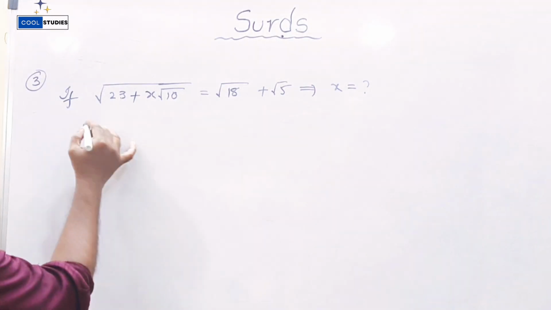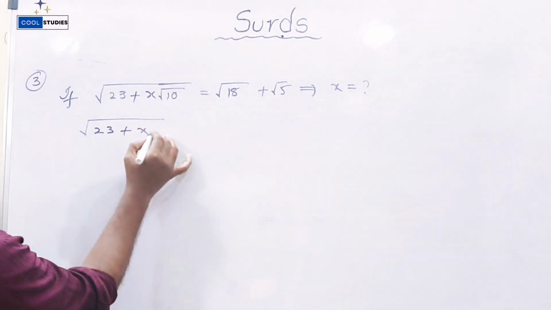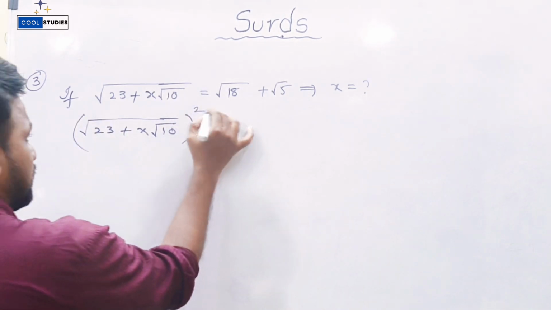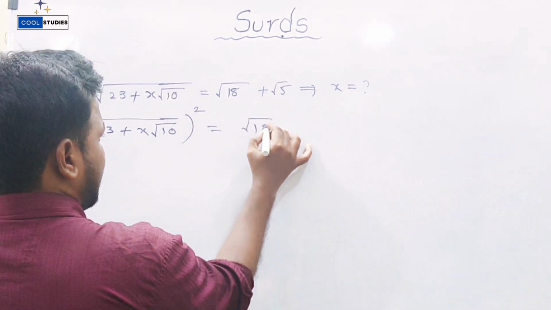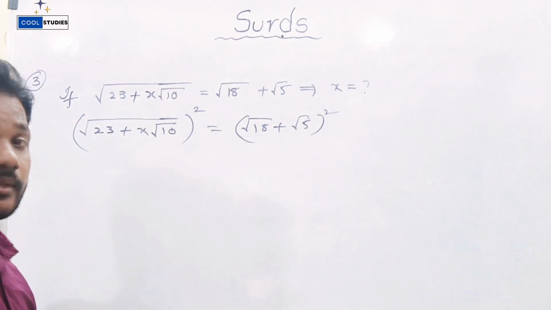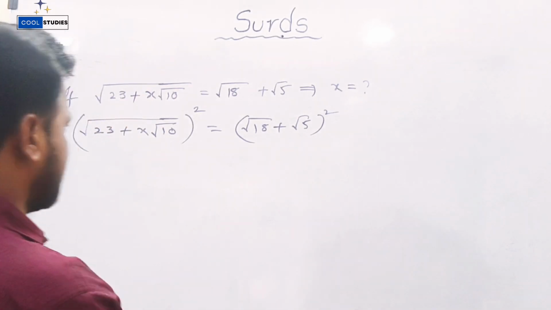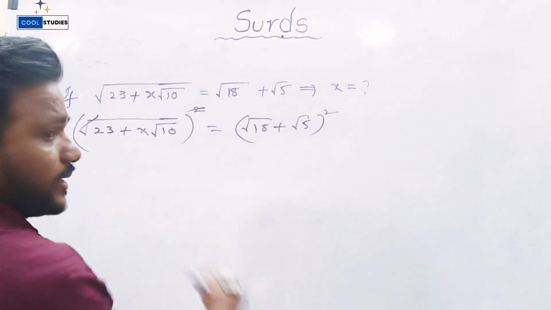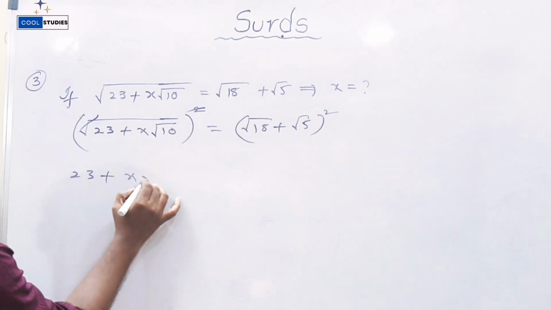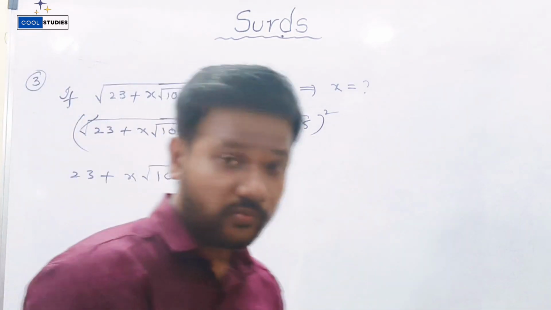Let us do squaring on both sides. If you do squaring on both sides, what will happen? 23 plus x √10 whole square is equal to √18 plus √5 whole square. Now here root square cancelled. So what is left? 23 plus x √10. Now here √18 plus √5 whole square.